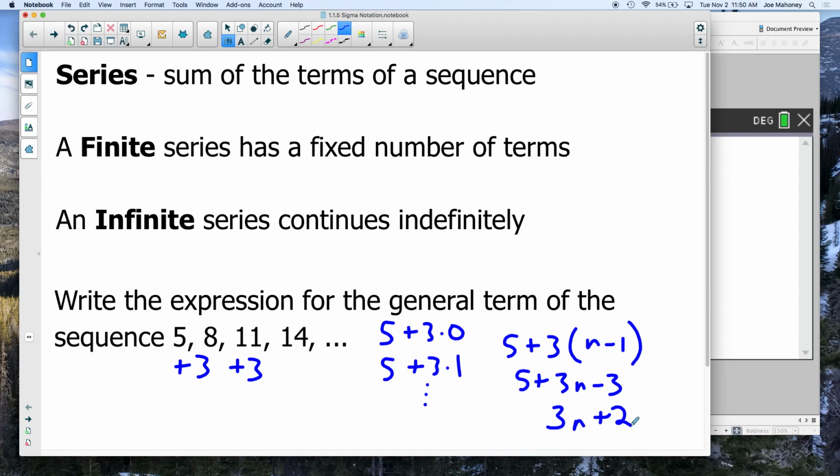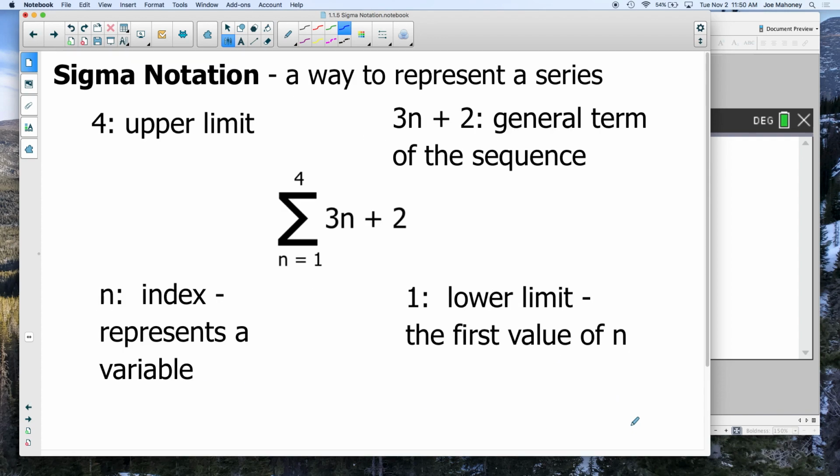So what I'd like to do now is show you a way to represent that series. And the way we're going to represent it is using sigma notation. Sigma is a way that we use to represent a series. This is the Greek letter sigma. We usually use its capital form.